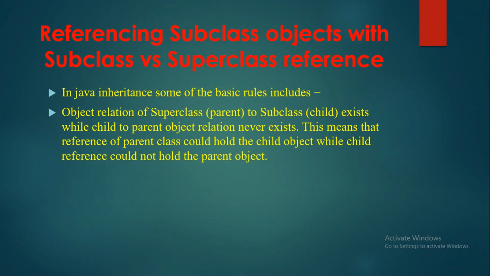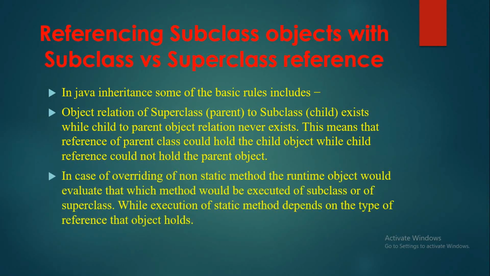This means that a reference of the parent class could hold the child object, while a child reference could not hold the parent object. In case of overriding of a non-static method, the runtime object would evaluate which method would be executed, of the subclass or of the superclass, while execution of static methods depends on the type of reference that the object holds.